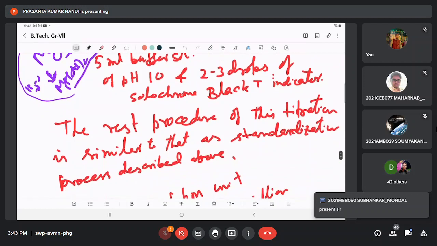Now, the rest of the procedure of this titration is similar to that of the standardization process described above. So I am repeating: the rest of the procedure of this titration is similar to the standardization process steps.